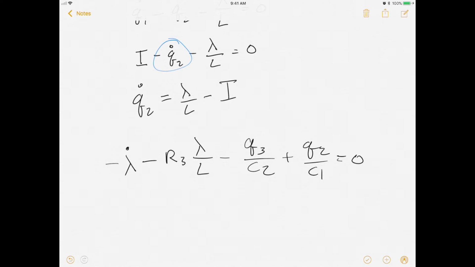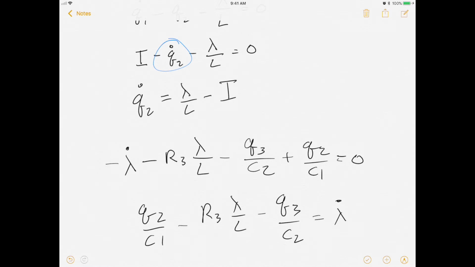And that's all equal to 0, right? So then we solve for lambda, and what do we get? We get Q2 over C1 minus R3 lambda over L minus Q3 over C2 equals lambda dot. We have one more variable we want to solve for. What is Q3 equal to?